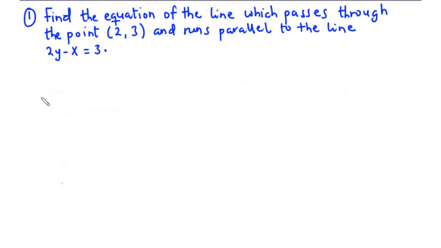Now in the previous video, we learned about parallel and perpendicular lines. We said that two lines are said to be parallel if they have the same gradient. So if there are two lines A and B, then the gradient of line A is the same as the gradient of line B.